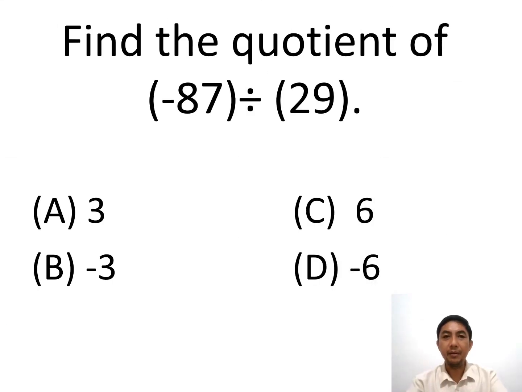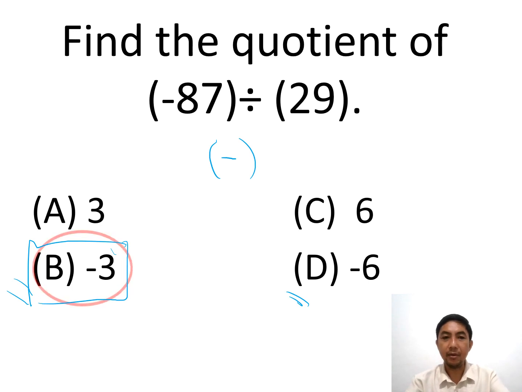Now for the division, find the quotient of negative 87 and 29, or negative 87 divided by 29. The two numbers have different signs, so expected natin ang sign ay negative. So either B or C ang ating pagpipilian. But 87 divided by 29 is 3. So in other words, you are given negative 3, or letter B is the final answer.